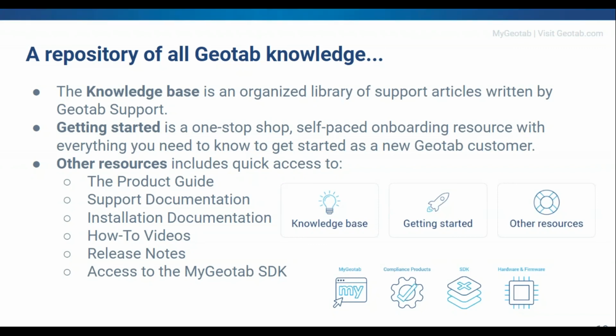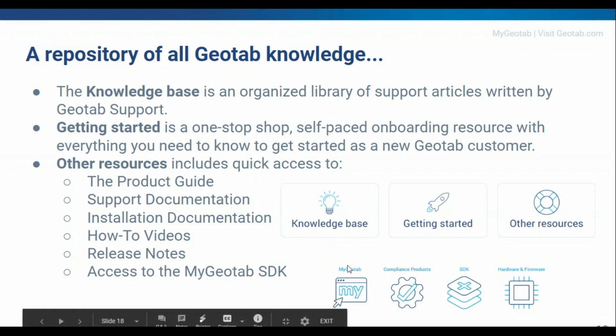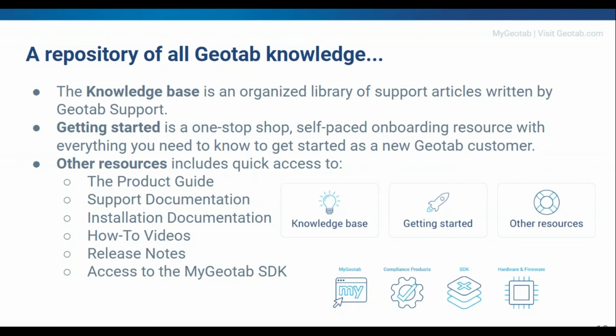When you click on the knowledge base button, you will see that it is broken down into the sections indicated here, like My Geotab, Compliance Products, SDK, Hardware, and Firmware. All you have to do is choose one of these categories, and it will bring up every single article we have publicly available under those. And you will see that on the left-hand side, you have a lot of different features to filter through to the exact information that you're looking for.